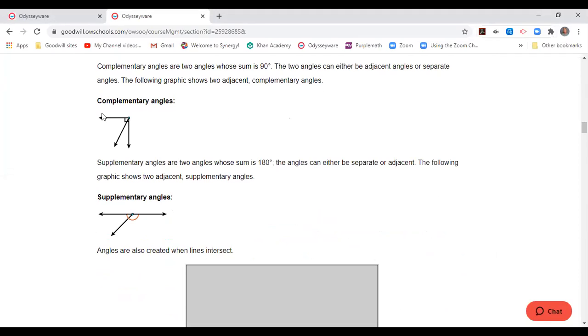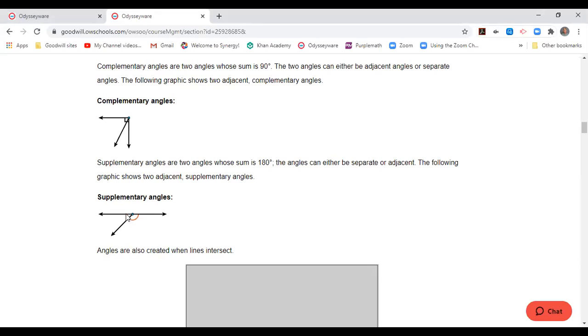Now, complementary and supplementary are two ideas that people get confused on a lot. Complementary angles total 90 degrees. Supplementary total 180. Both of these examples they're showing are adjacent angles, this angle and this angle. The other nice thing about complementary, a lot of times they're going to show the little 90-degree box there in the corner. That tells you that's a right angle.